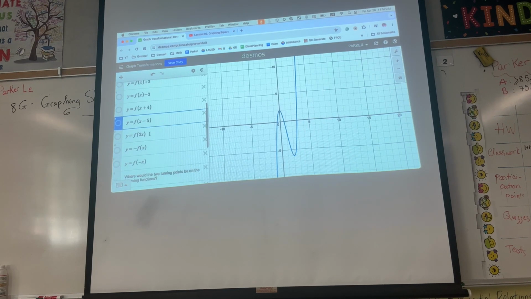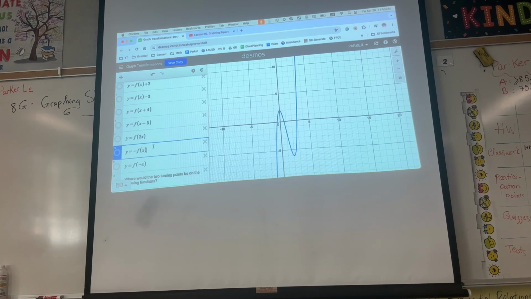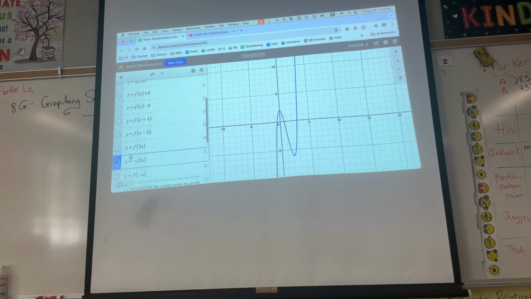Good job. Now, let's talk about negative. Negative outside, everything is over the x axis. Very good. So visualize in your head, you flip over everything over the axis. It's going to look like this. Then the negative inside is going to be over the y axis.